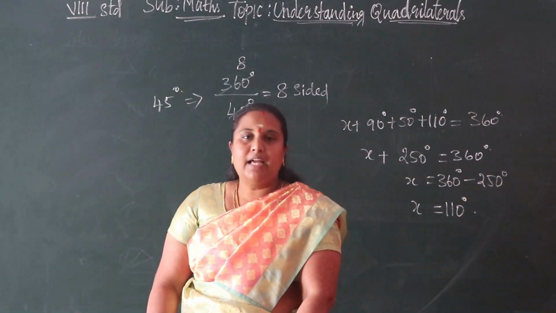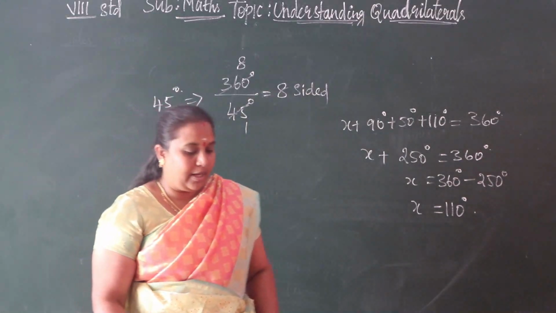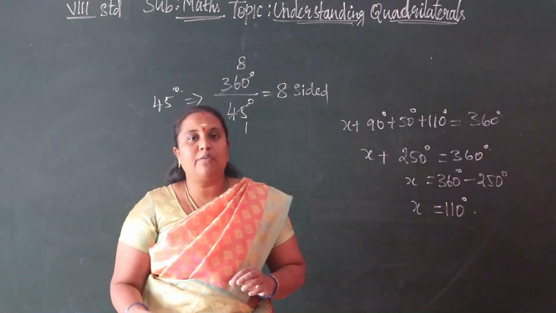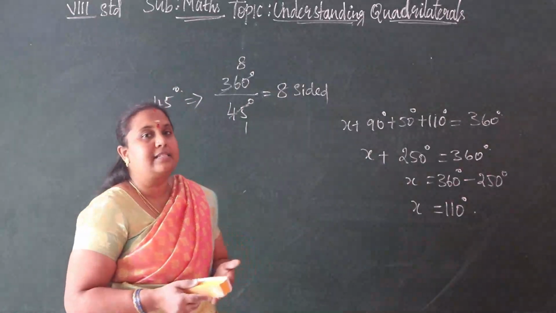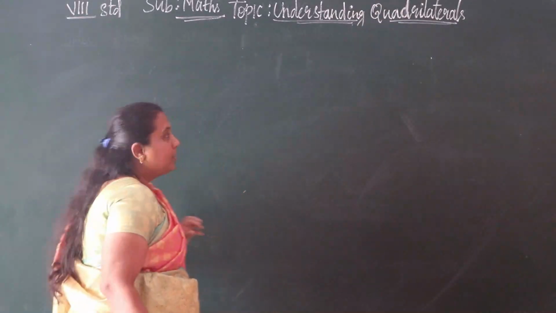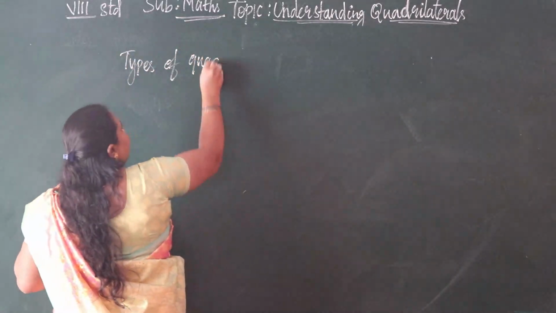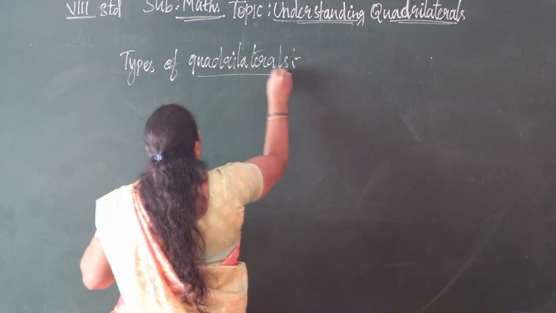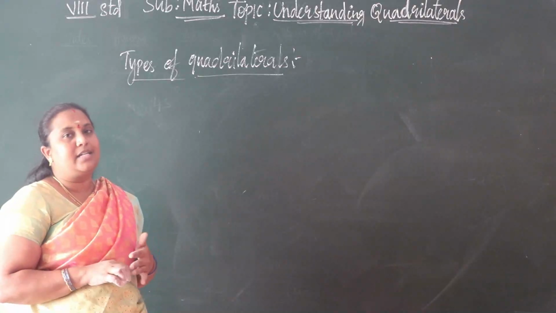Okay children? Then the next topic is types of quadrilaterals. The kinds of quadrilaterals are given in your textbook. Let us see one by one. What are the types of quadrilaterals? How many types of quadrilaterals do we have?